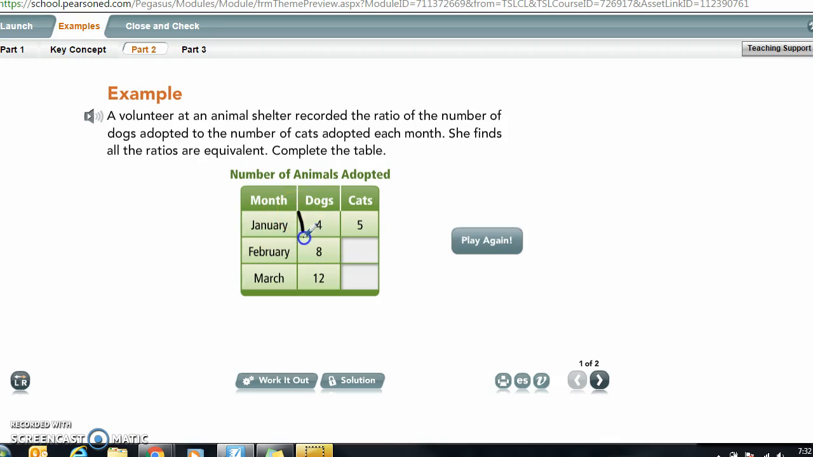So I always go through and I look and I say, okay, what is my ratio in simplest form? And I know it's going to be 4 to 5. So then I ask myself, well, how do I get from 4 to 8? And I know that 4 times 2 is equal to 8. So if I times 2 here, I must have to times 2 here to get this middle number. So what's 5 times 2? Well, 5 times 2 is 10. So 8 to 10 is my ratio here.